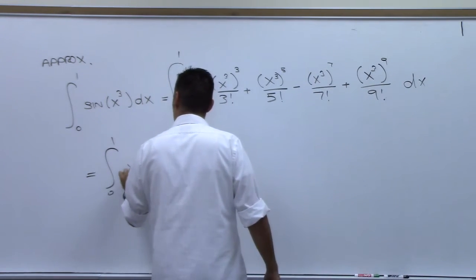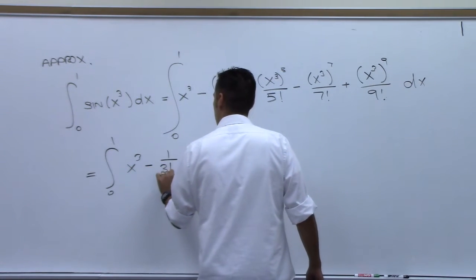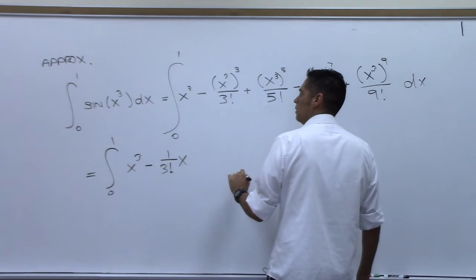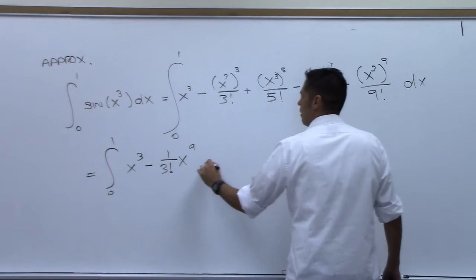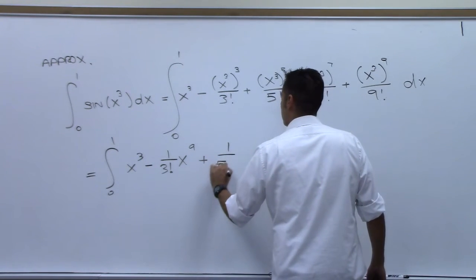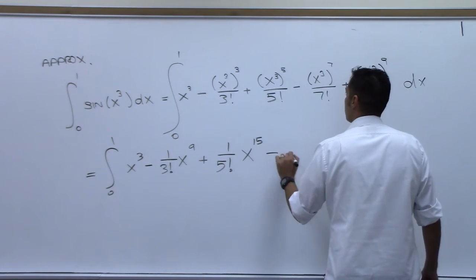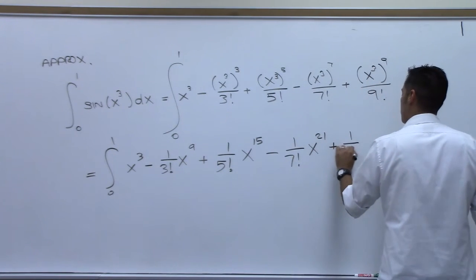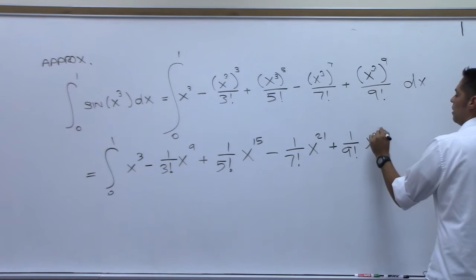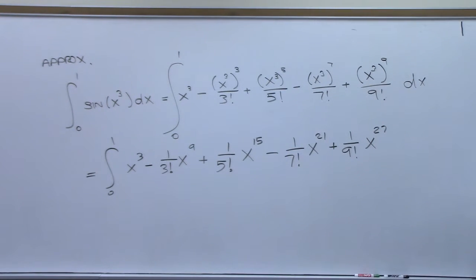Okay, so x to the third minus 1 over 3 factorial x to the ninth. Remember, we're multiplying powers, right? I'm not doing an antiderivative yet. I'm just cleaning it up. X to the 15th minus 1 over 7 factorial x to the 21st plus 1 over 9 factorial x to the 27th. Right?